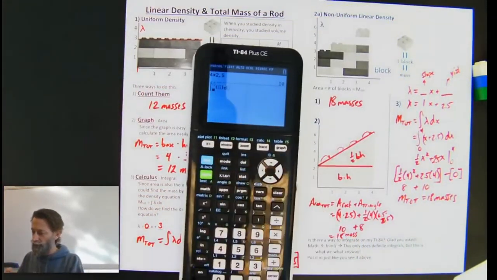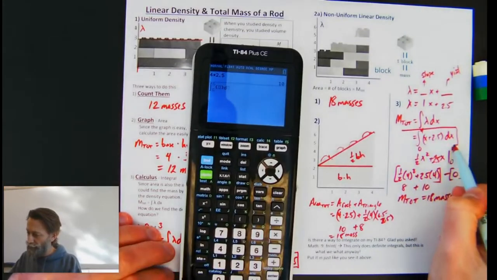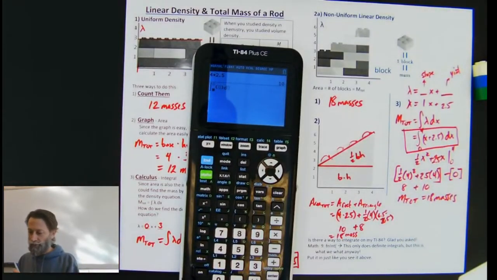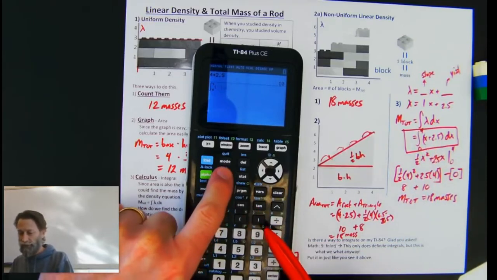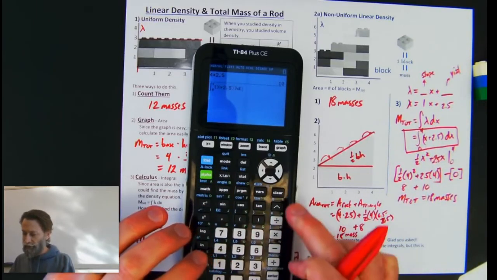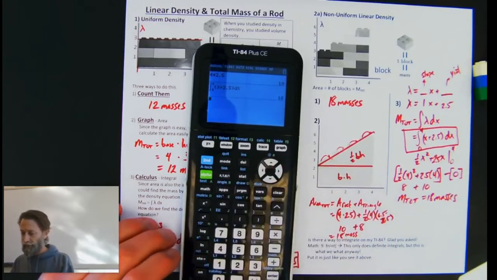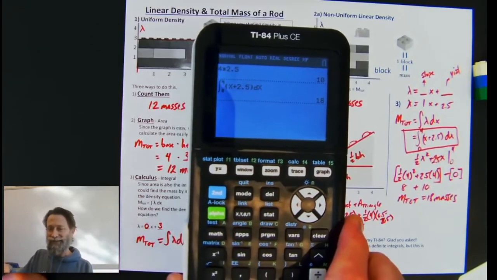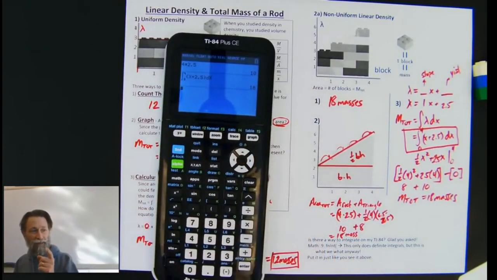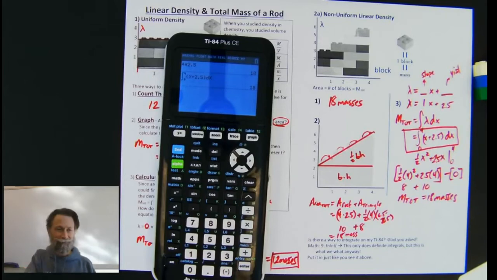And where we're going to get those from is from this guy right here. So I'm going to put in 0. I'm going to push up and go to 4. And then I'm going to put my equation in. Now to put the x in, I'm going to use the button here that is X,T,theta,n. So x plus 2.5, go over and put the x there. And whenever you do that, notice that it solves to show that the integral is the 18 masses. Next up, we're going to do a non-uniform linear density rod, and we'll see how that goes.